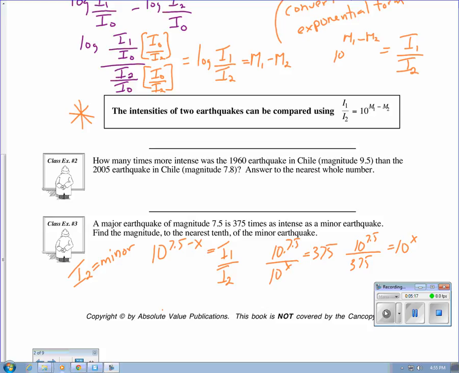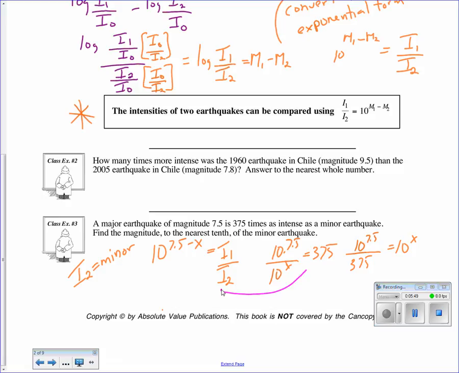Looking at an example for an earthquake where the magnitude is described as being 375 times as intense as a minor earthquake. I can take the ratio between their magnitudes, 10 to the 7.5 minus x, as a descriptor of the ratio of their intensities. I know that it's 375 times as intense. So I1 and I2 I've replaced with 375. And now I'm looking at solving for x.